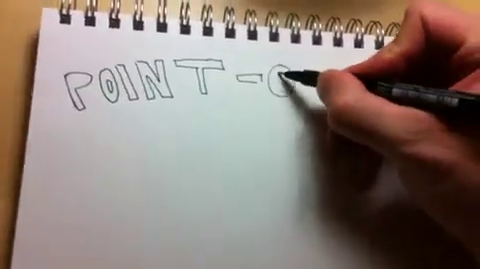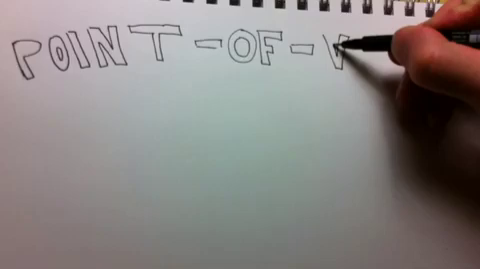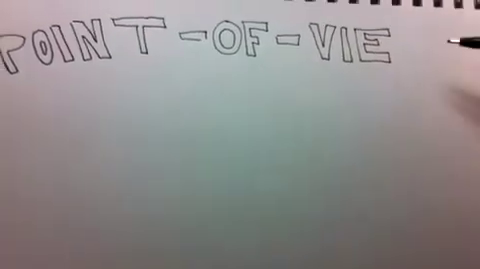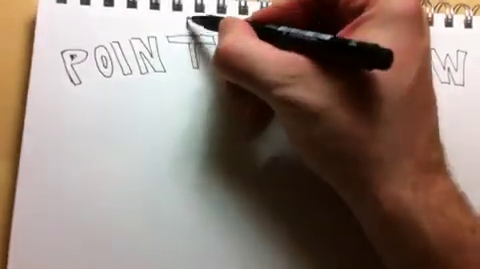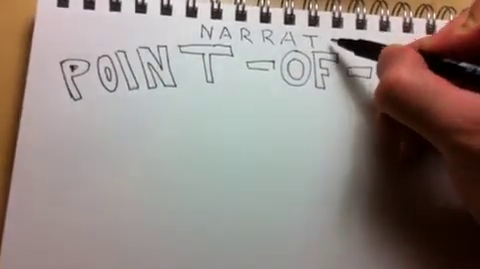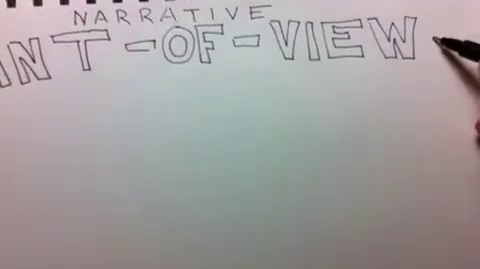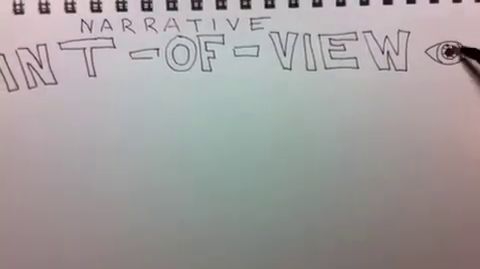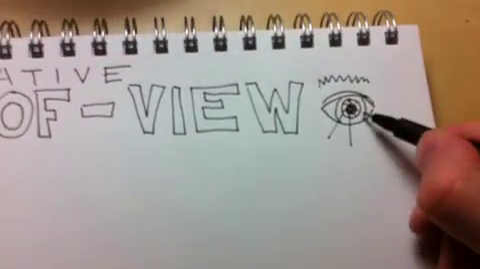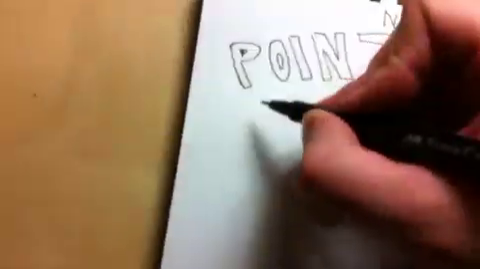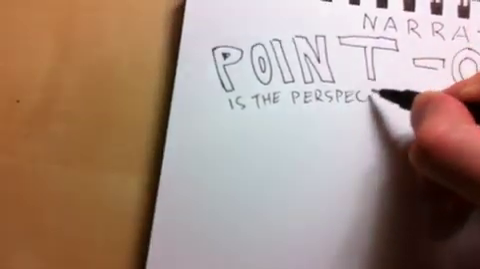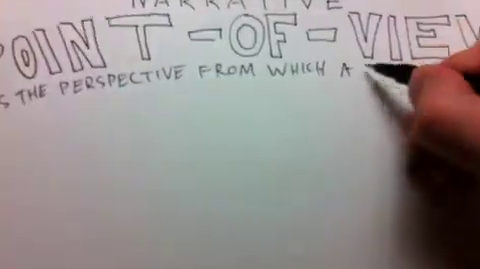So, point of view. The concept of point of view is a pretty basic one to art and storytelling. It can be applied to life in general or to visual works of art like painting and movies. But I'm going to talk about it in terms of storytelling or narrative. So, narrative point of view. Narrative point of view is the perspective from which a story is told.